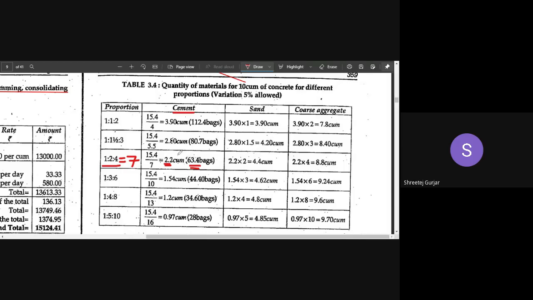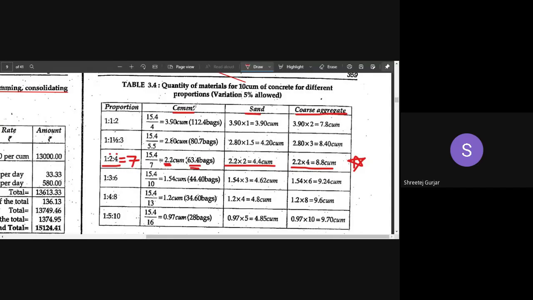And for sand, you have to multiply this cement quantity by the ratio, that is 2, and you will get 4.4 here. Similarly, 2.2 into 4, that is the proportion of coarse aggregate. If you multiply, you will get the volume of coarse aggregate that is required. This particular thing you have to follow, and you have to calculate cement, sand, and coarse aggregate quantities.